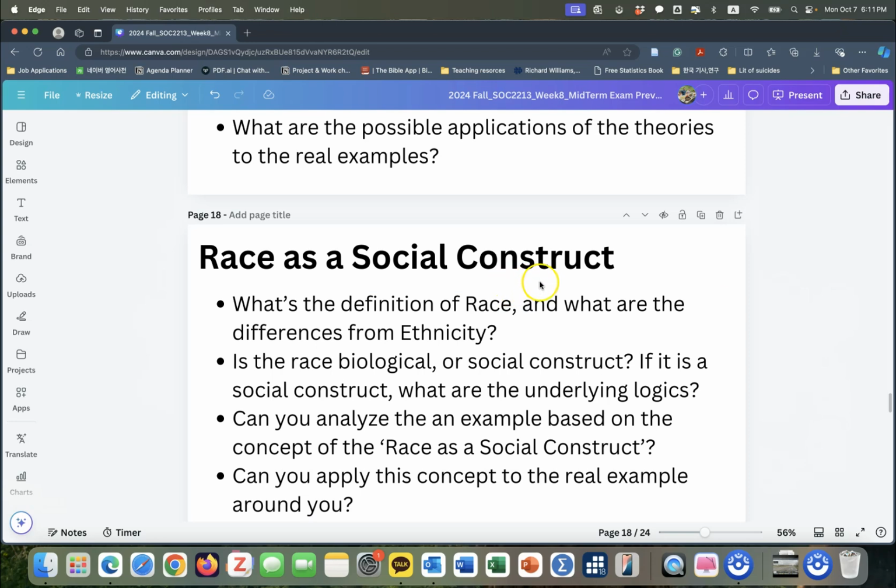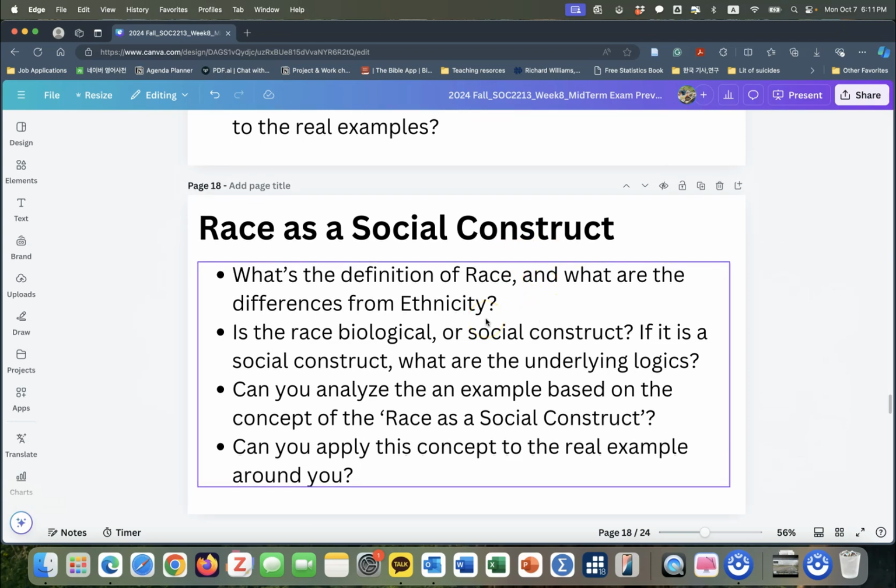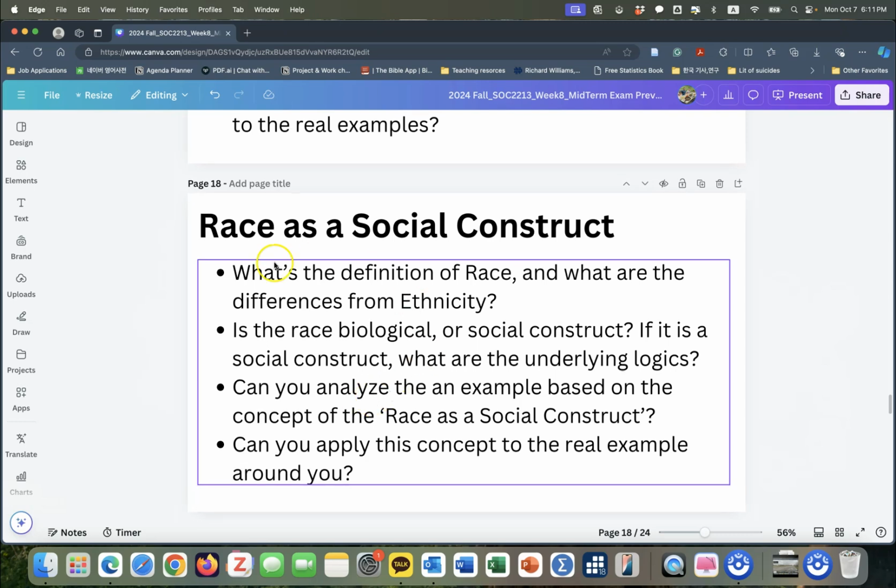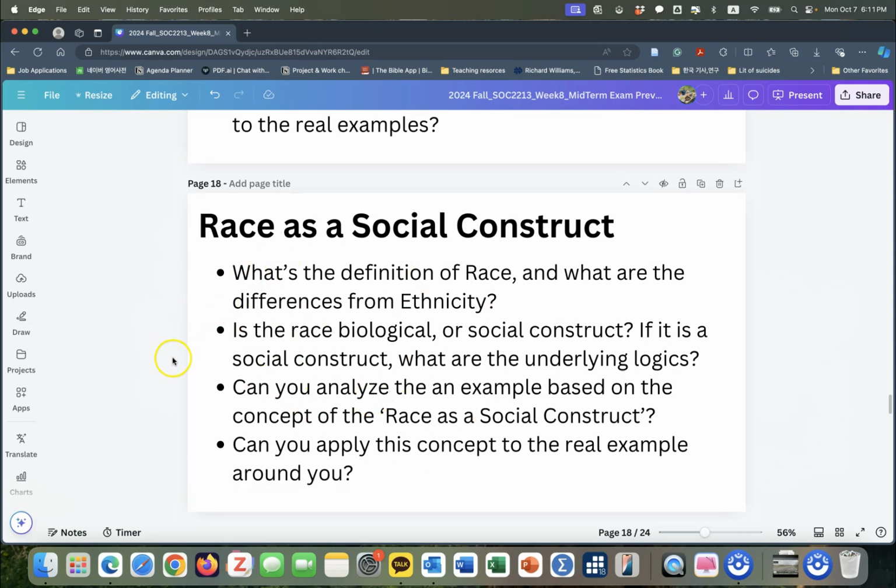And race as a social construct. You may remember, based on biology, sociology, and history, some types of background. If you don't remember, you can always come back to the textbook and the lecture slides to build up your knowledge. Is race by nature or by nurture? I mean, not nurture, but social construction. And what are the items that constitute the levels within the concept of race? Can you analyze the real example provided by the question? That will be the major part you can think about.